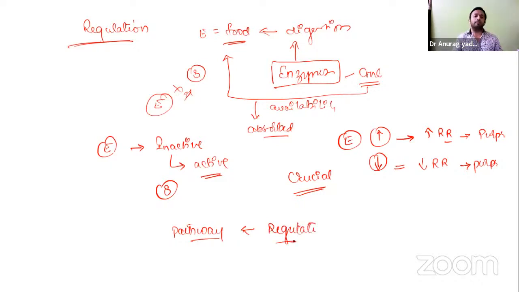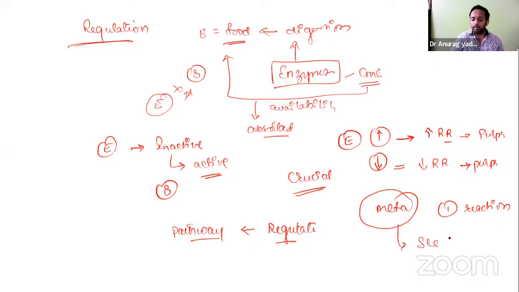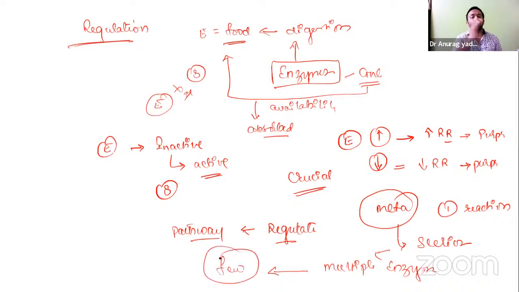Now we all know most of the metabolisms are not single reactions. They are a sequence or series of reactions, and they contain multiple enzymes. Now you can ask me, sir, are all enzymes regulated or only a few enzymes regulated in the whole pathway? The answer is only a few. Only a few enzymes are regulated. Not all the enzymes need to be regulated.